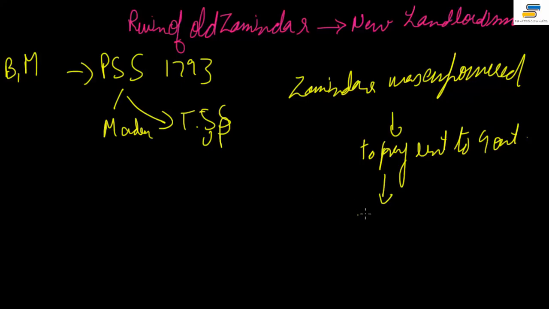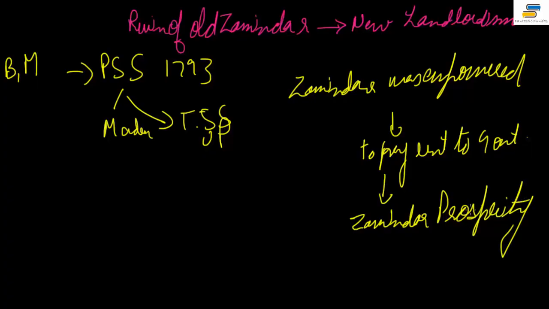This way the zamindar grew prosperous, their wealth increased. Now the moneyed class, those who had money at this time, wanted more land because they had no other place to invest. There is no industry, so where would the money go? They would buy more and more land. So basically the zamindar is the new landlordism, owning all the land.